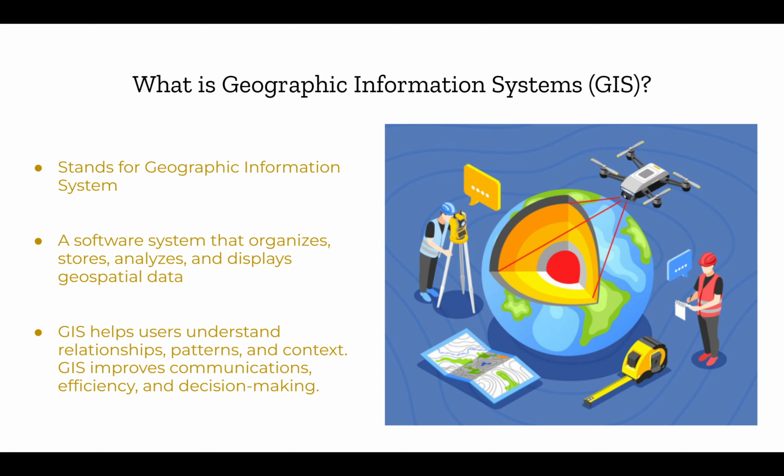GIS, or Geographical Information System, is a software system that helps us organize, store, analyze, and display geospatial data, meaning data that has a location component. It allows users to understand relationships, patterns, and context in data. In simple terms, GIS helps us make better decisions by connecting data with geography. For example, visualizing how resources, people, or events are distributed across a region.